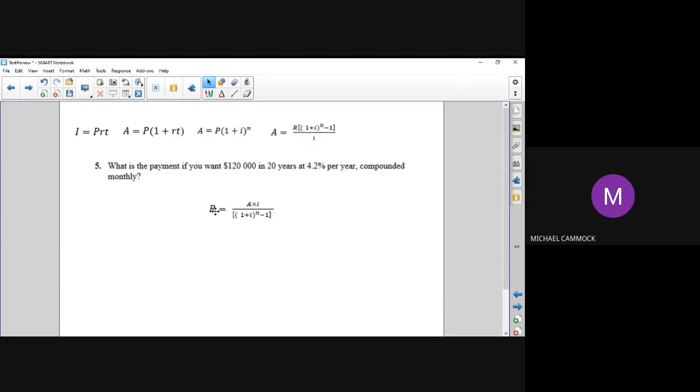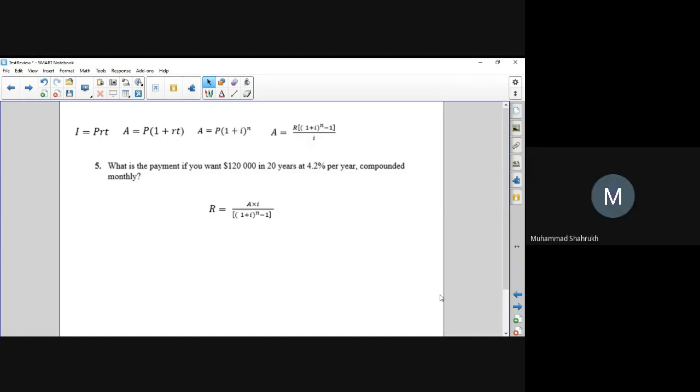In this case, I don't know what the R is. You'd have to work it out. But when you work out that R, if you want to have $120,000 in 20 years, every month you go to the bank with that R at 4.2%, and you'll have the $120,000 in 20 years. That's what this is trying to work out for you.